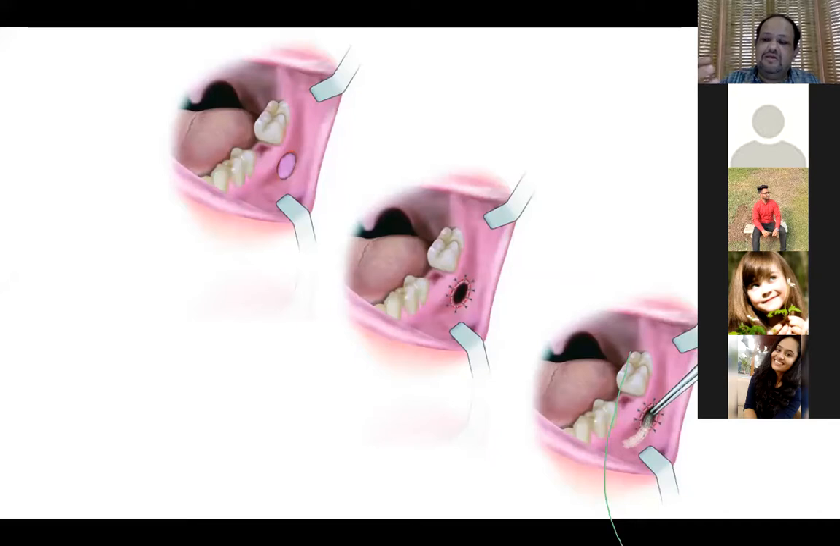What is the disadvantage of marsupialization? Is the fact that you leave some pathologic tissue behind, okay? Which is not needed. So that is why you do something called as marsupialization, okay? So that is the advantage of marsupialization. The disadvantage is you leave pathologic tissue behind, okay?